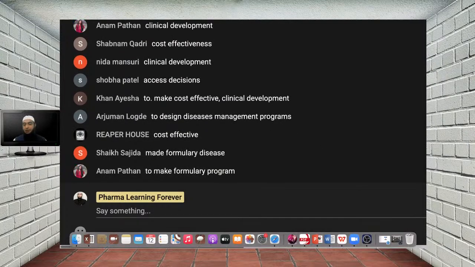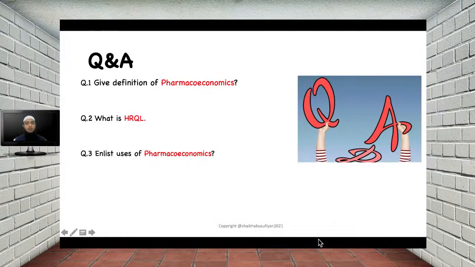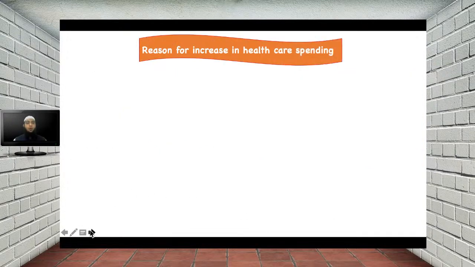Okay, so it seems you all are active and you are giving the answers. I hope you have understood the first part of the session. Now let's move on to the second part of the session, that is the reasons for increase in healthcare spending. Why have people started spending more on healthcare? Earlier, people of developing countries like India were not much sensitive to their health, but nowadays people are more sensitive towards their health and have started spending more on health, right? So let's see what the reasons are for increase in healthcare spending.